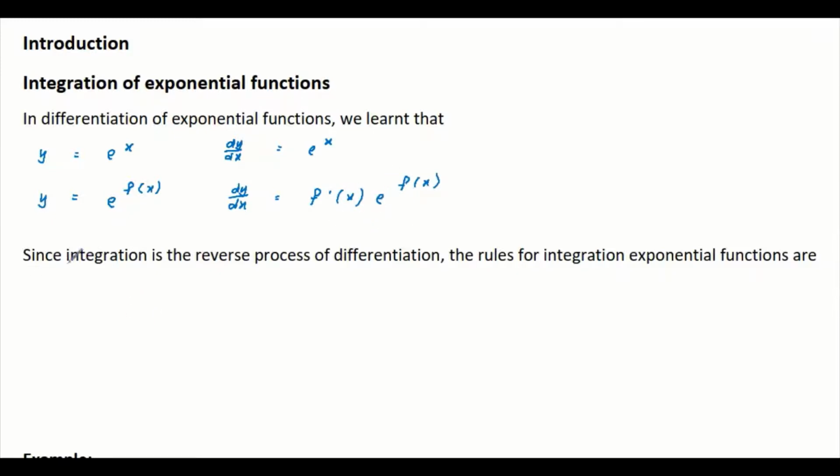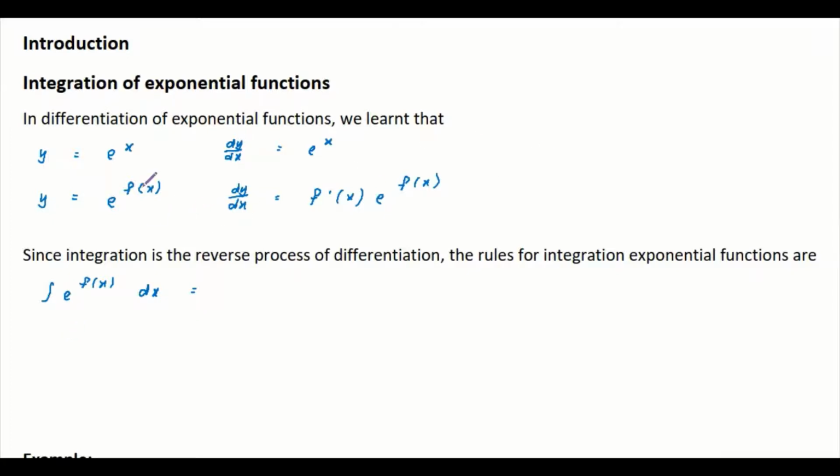Since we know that integration is the reverse process of differentiation, how is that going to look? For example, if we need to integrate e to the power of f(x), how is that going to look? We try to create a general one, and from there we come up with another more useful one for this part of the lesson.